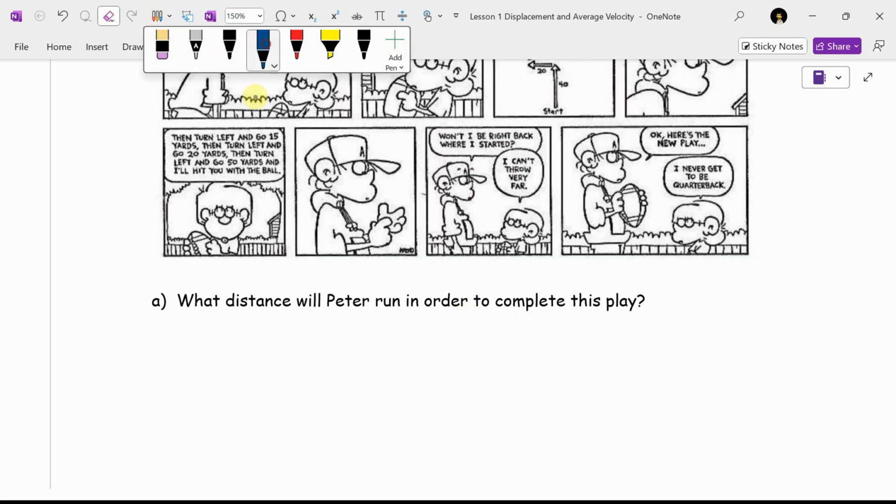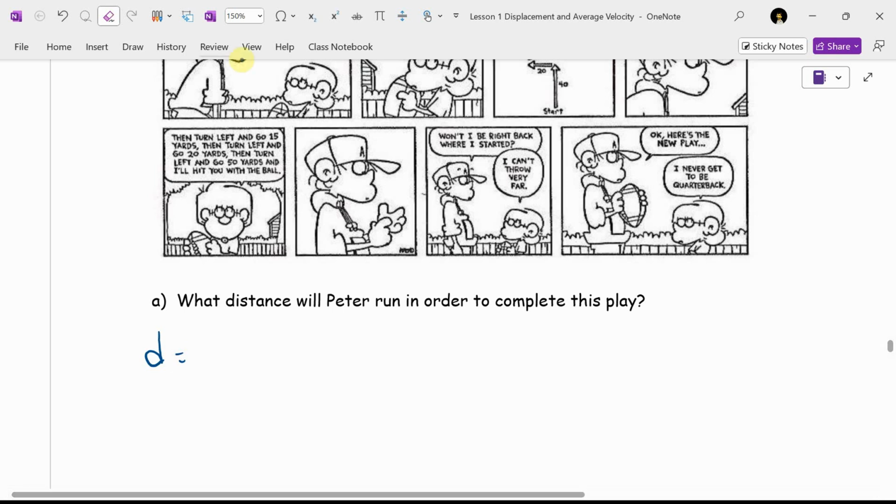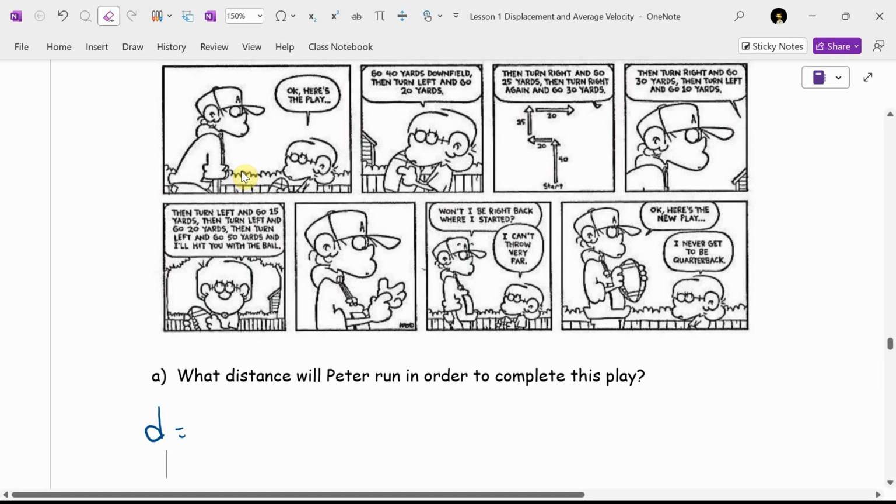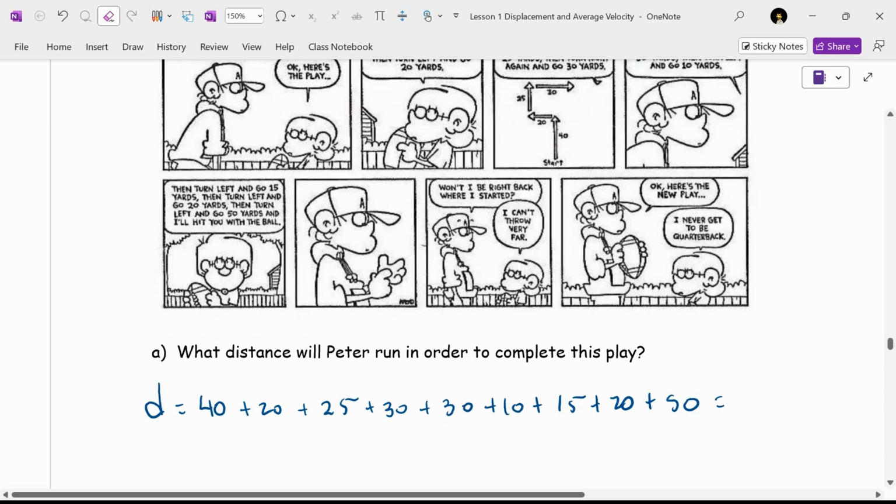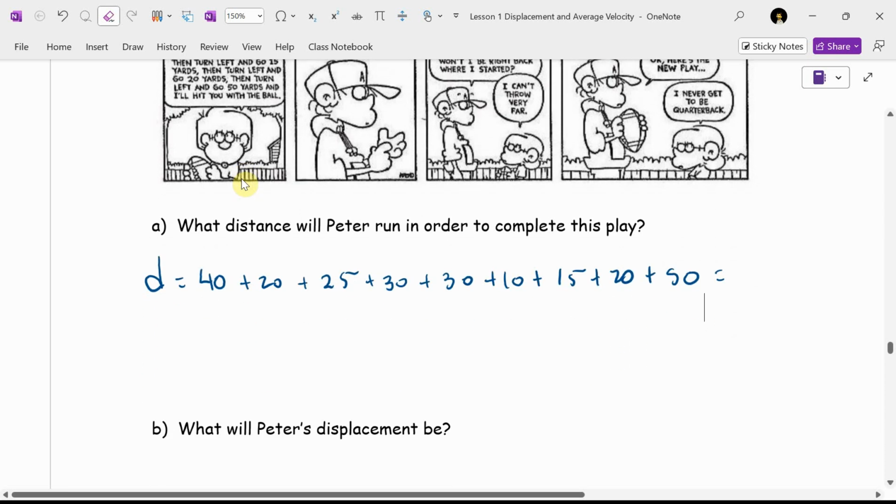Okay, so what distance will Peter run in order to complete this play? Well, it's going to be 40 yards downfield, then 20 yards, then 25, then 30, then 30, then 10, then 15, then 20, then 50. What do you get? I can do this in my head. I bet you I can beat some of you on your calculator. It's going to be 60, 85, 115, 145, 155, 160, 170. It's going to be 170 plus 70. Double check me. Is it 240? I might be wrong. See what you get.